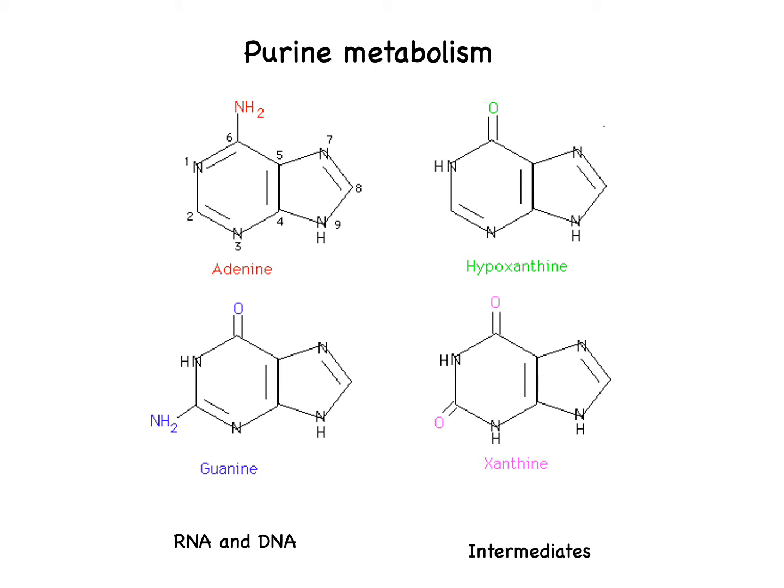Then if we replace the oxygen on hypoxanthine with an amino group, we get adenine. If we replace the alternative oxygen on xanthine with an amino group, we get guanine. And so these all just differ in their side moieties. And even though they're very similar molecules, they do have different properties. Again, adenine and guanine are found in both RNA and DNA, whereas the other two molecules are intermediates in their synthesis and, as we'll see, in degradation.